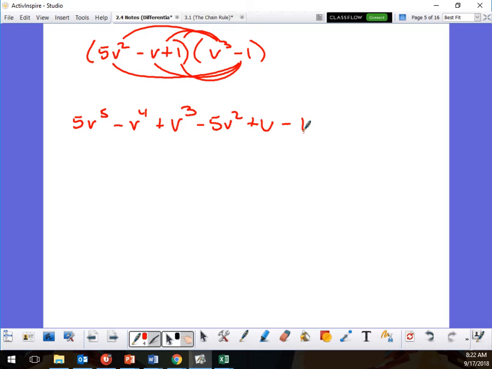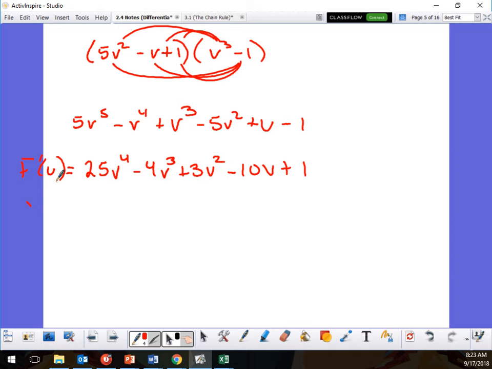Now it's time to do my derivatives. So if I do this derivative, it's going to give me 25v to the fourth minus 4v cubed plus 3v squared minus 10v and plus 1. Thank you. I'm sorry. And this was my f prime of v. Do we get the same thing?